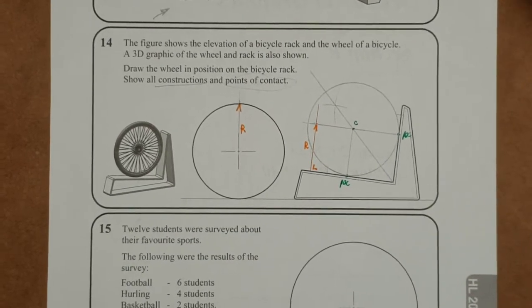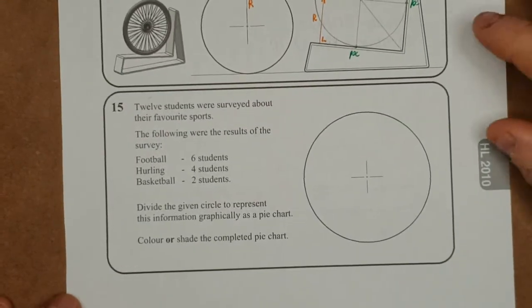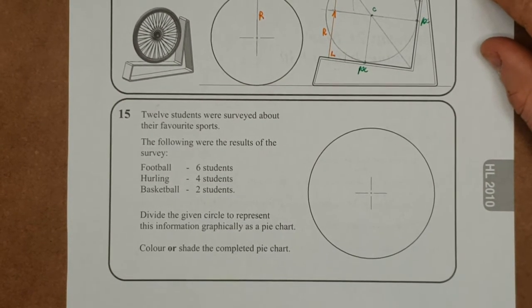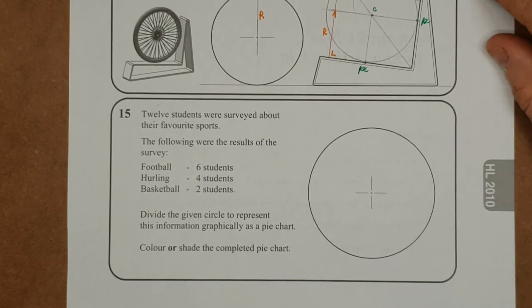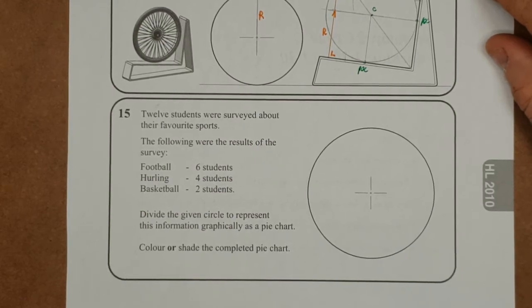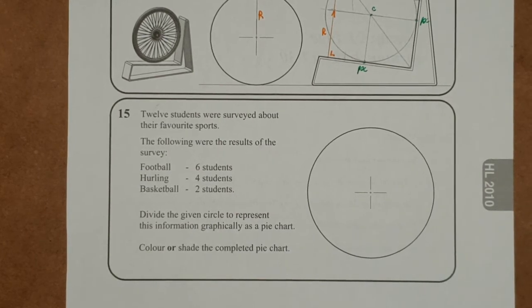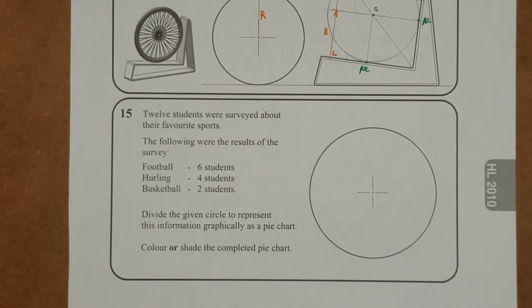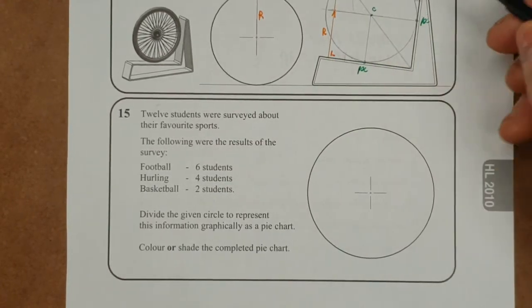Final question on the exam is usually based on some sort of a bar chart or pie chart. So 12 students were surveyed about their favourite sports. The following were the results of the survey. So 6, 4 and 2 for football, hurling, basketball. Divide the given circle to represent this graphically as a pie chart, and in colour or shade the completed pie chart.